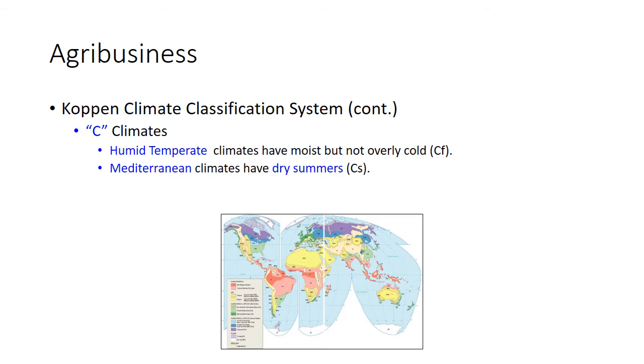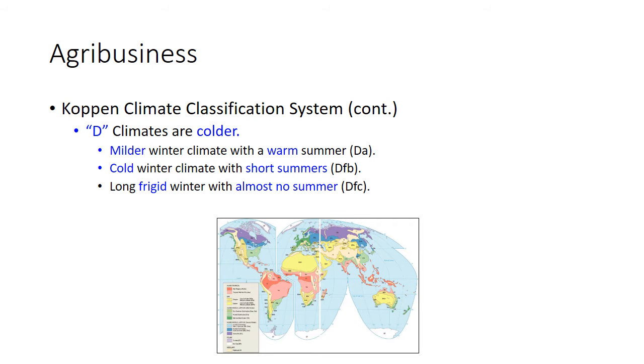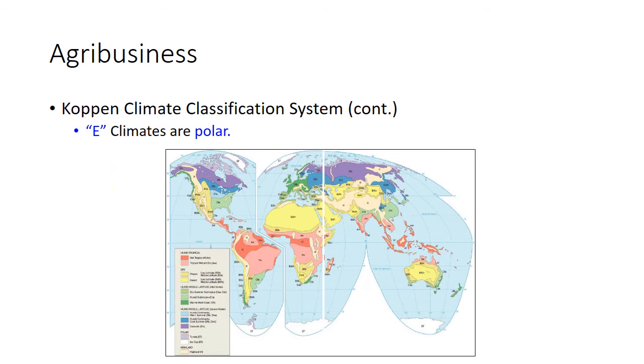We get C climates, which are humid temperate climates where they're moist but not overly cold. One of the groups that falls into this also is the Mediterranean climate, which is kind of the oddball. Remember, it has dry summers. We have D climates, which are colder. They tend to have mild winter climates with warm summers, which is the DA classification. Cold winter climate with short summers, DFB classification. And then our DFC, which is a long frigid winter with almost no summer whatsoever. And then finally, E are the polar climates.